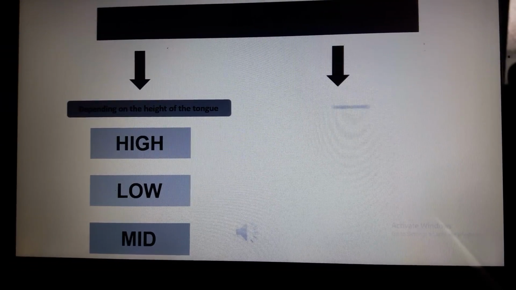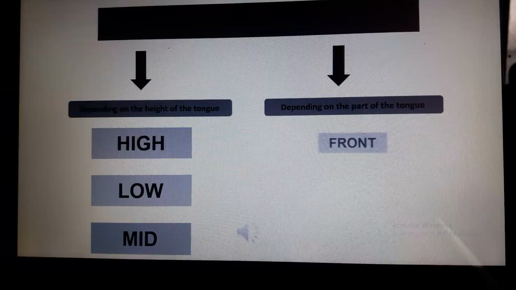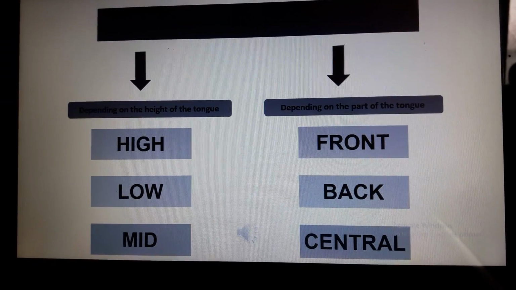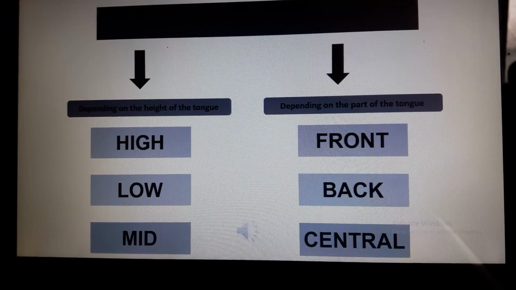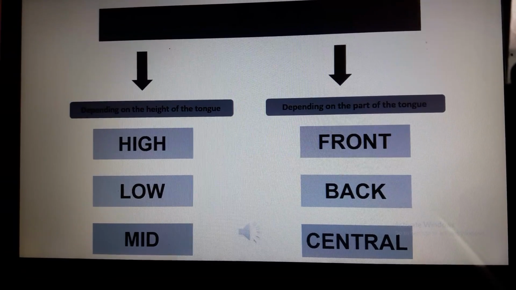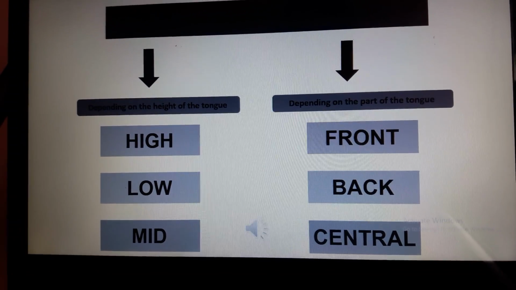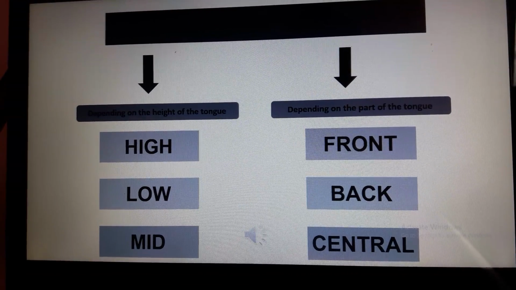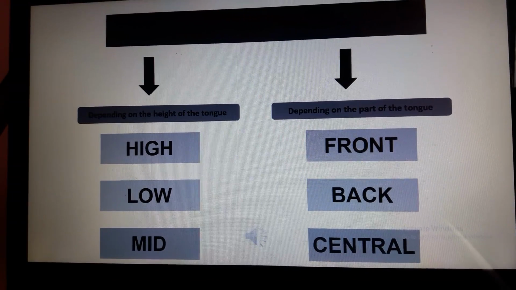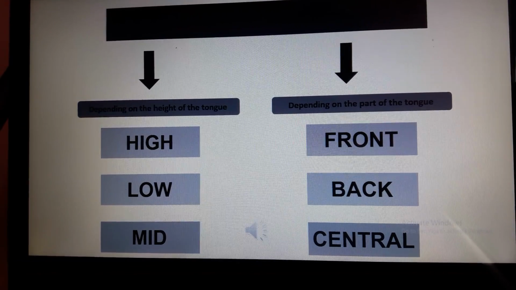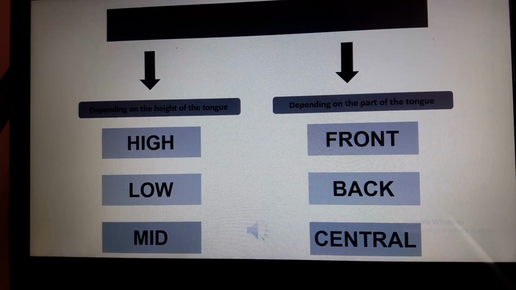Depending on the part of the tongue that is raised, most vowels are classified into front, back, and central vowels. First, when the front part of the tongue is raised towards the hard palate, the vowel is called front. For example: mid, get, or land. Second is when the back part of the tongue is raised toward the soft palate, the vowel is called back. For example: star, dog, long, or soon.